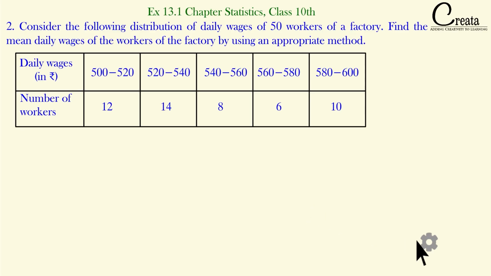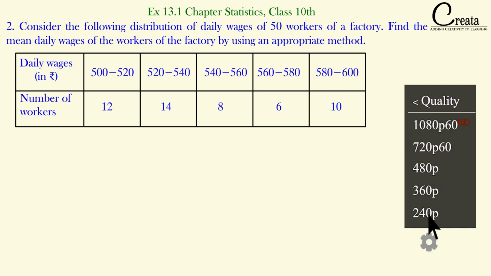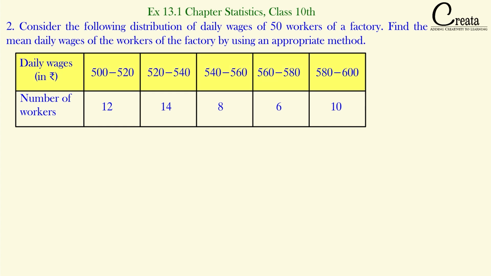In this question, the distribution of the daily wages of 50 workers of a factory are given. A table is given. In the first row, daily wages in rupees are given. That is the daily salary of the workers. And in the next row, the number of workers are given.